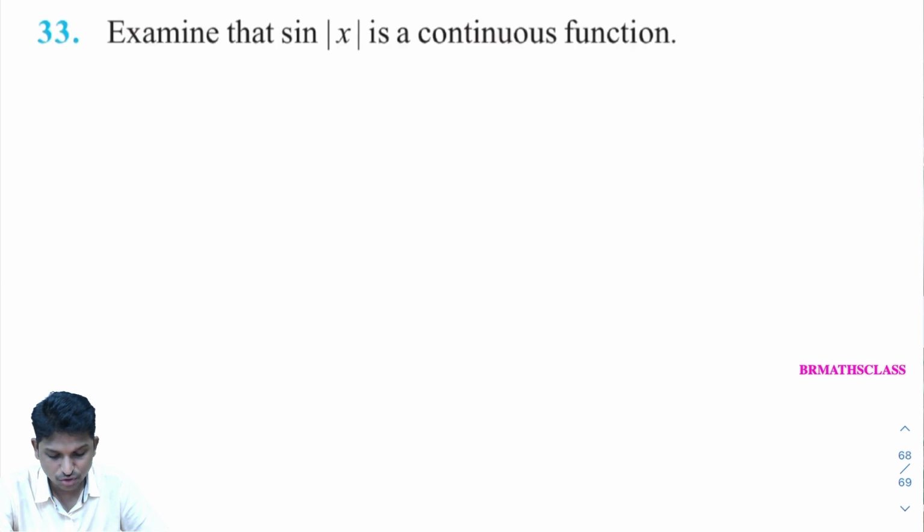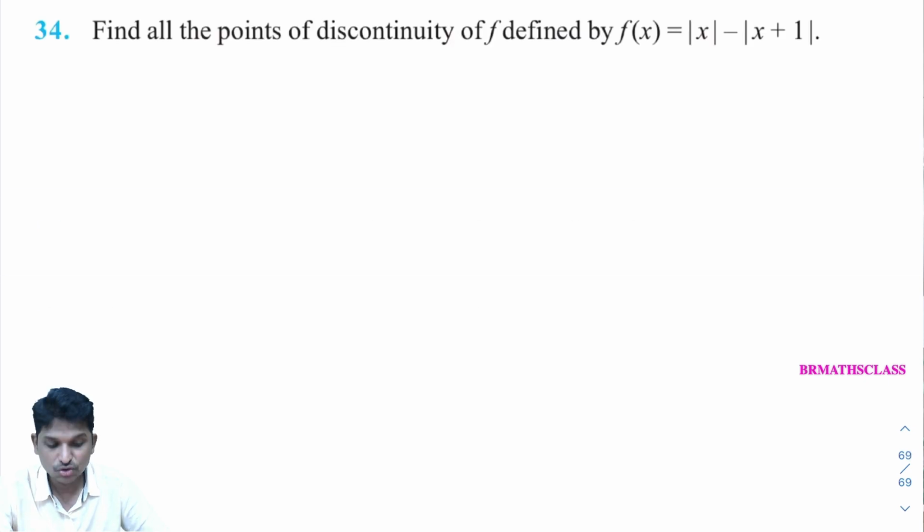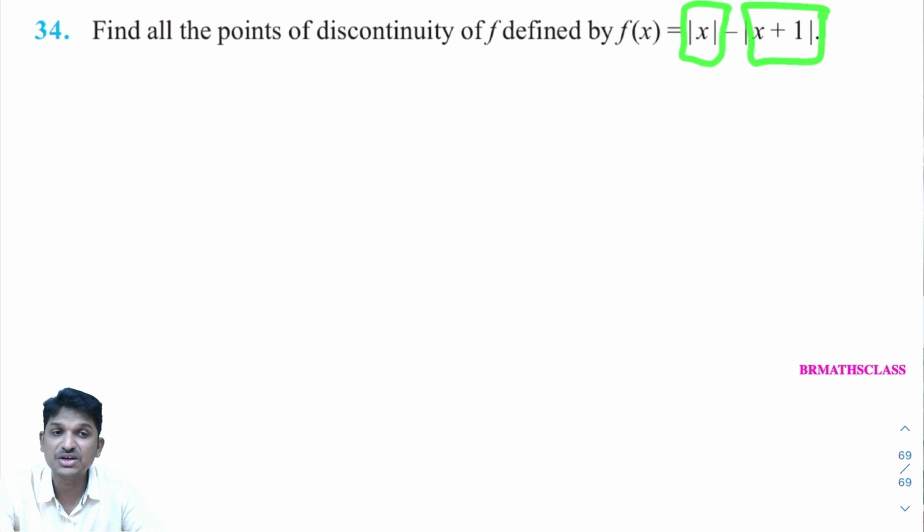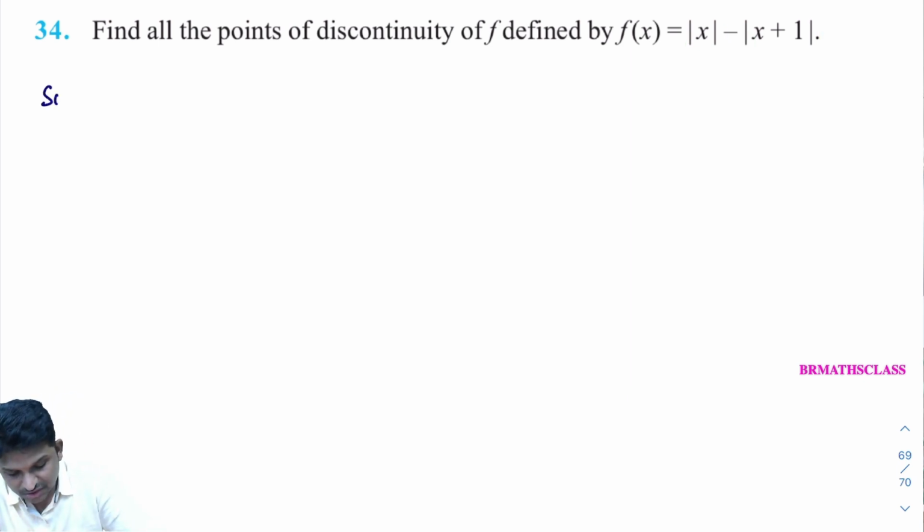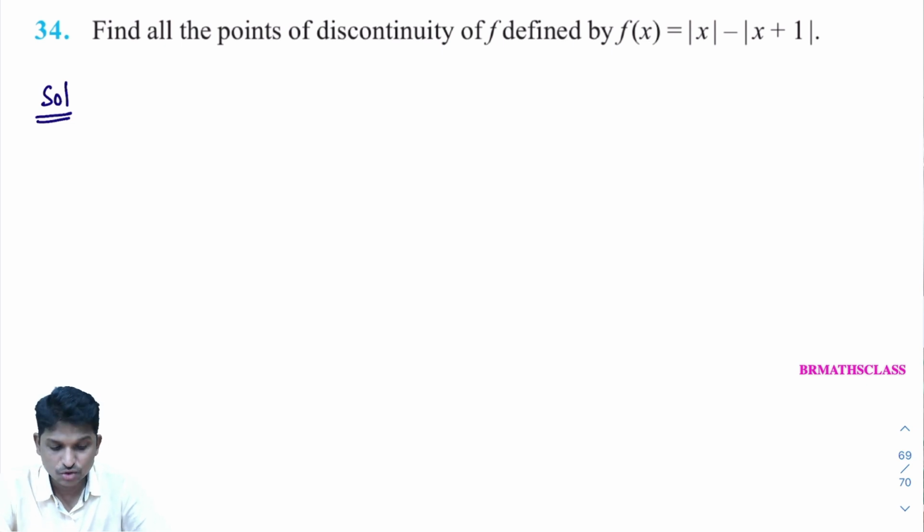Now directly we will move to the 34th problem. You observe here, if I can prove that mod x is continuous, and if I can prove that modulus of x plus 1 is continuous, then by using the theorem that if f of x, g of x are continuous functions, then f of x minus g of x is continuous, I can easily prove this problem. Okay, so let's start the solution for question number 34. See, different methods are there to check the continuity. Here I am using the graph method.